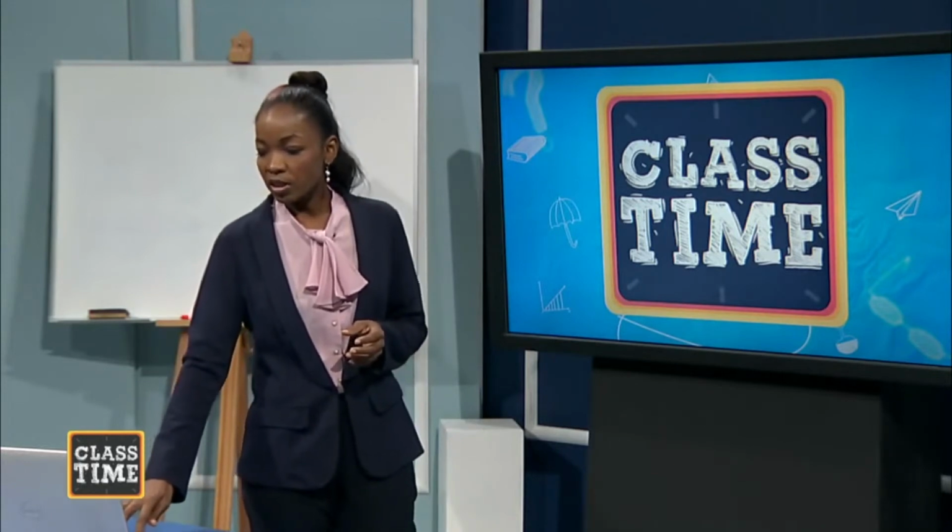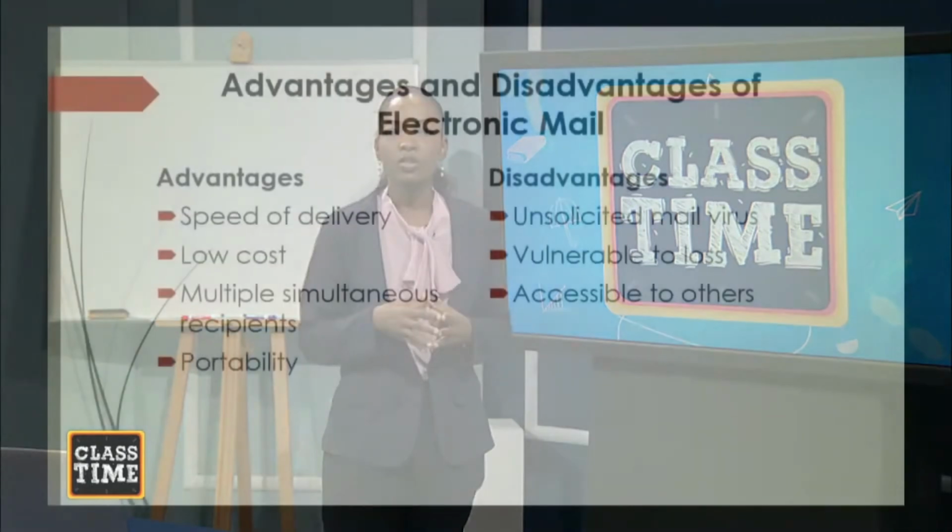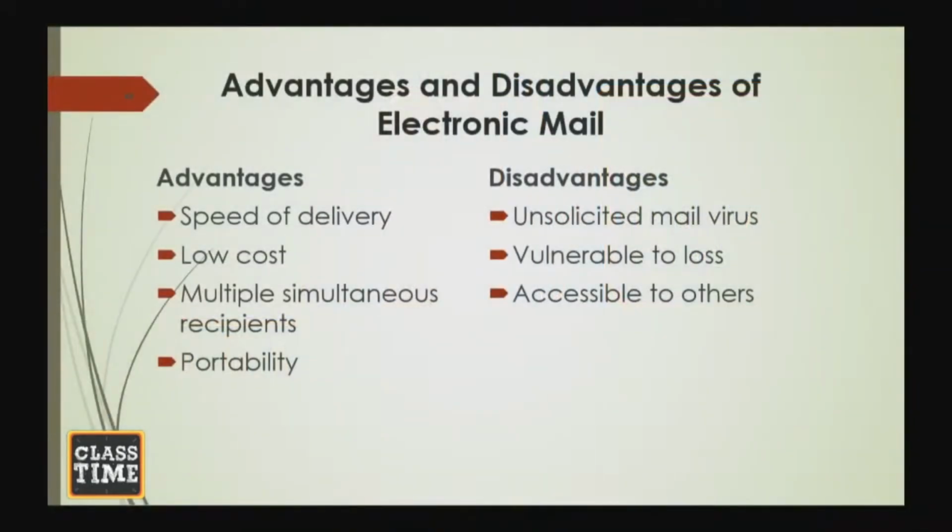So some of the disadvantages are unsolicited mail and viruses. Remember, we talked about junk mail or spam mail. Some of them actually contain viruses. So once you have an antivirus on your computer, before you open these messages, or when you get these messages, some of the time your antivirus will clean them up, or your machine will reject the message in the first instance.